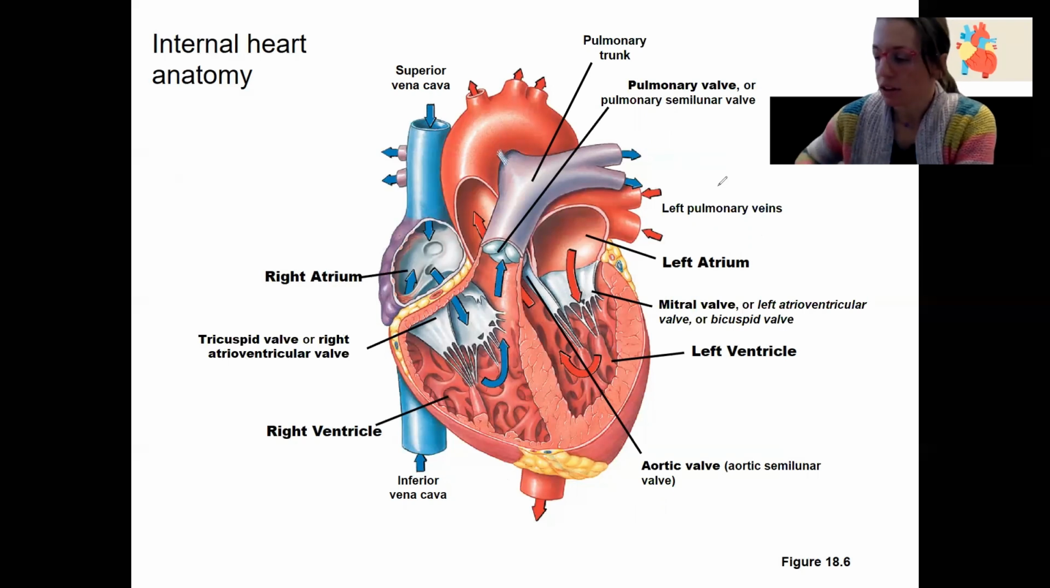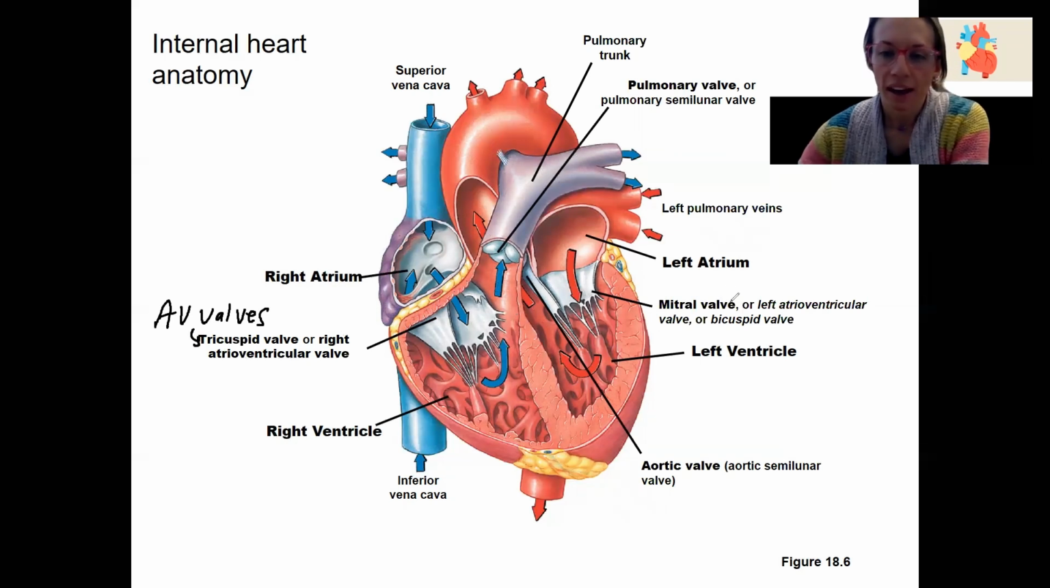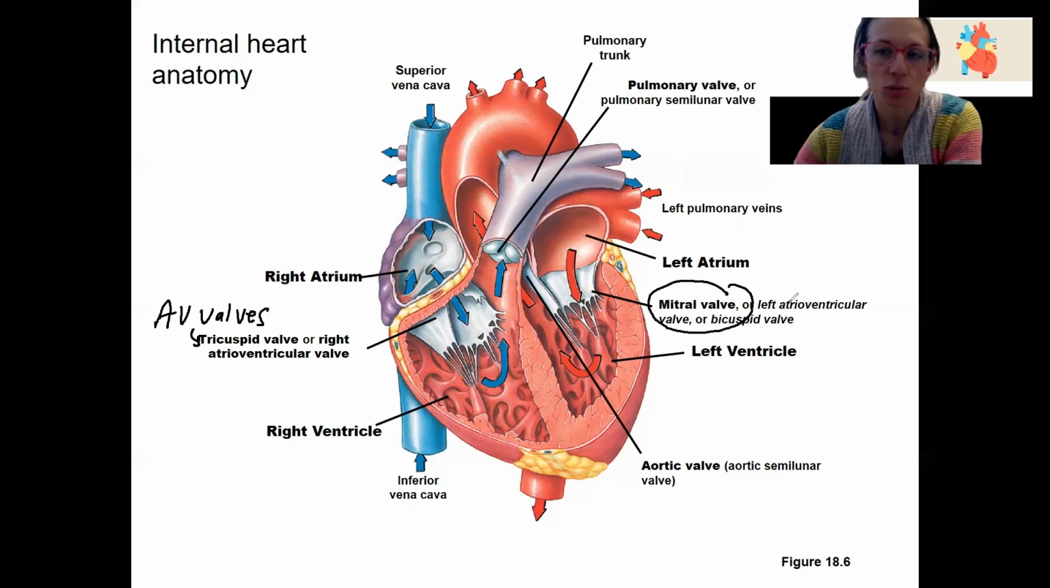So I told you there are these 4 valves. Here they are with names. These 2 that separate the atria and ventricles are called AV valves, atrioventricular valves. Tricuspid has 3 pieces to it. We'll see a better view in a moment. And the mitral valve is the other one, or bicuspid. It has 2 pieces to it, left atrioventricular and right atrioventricular.